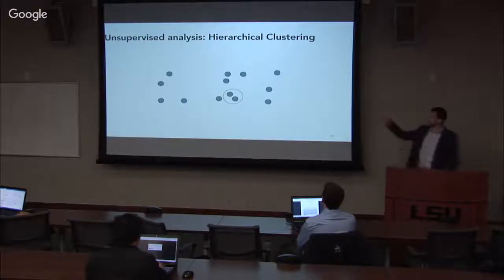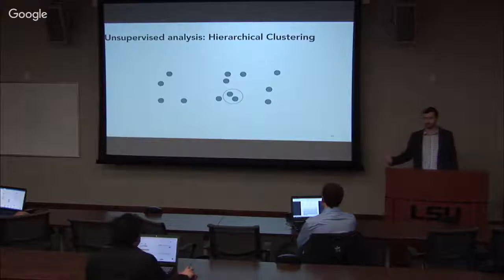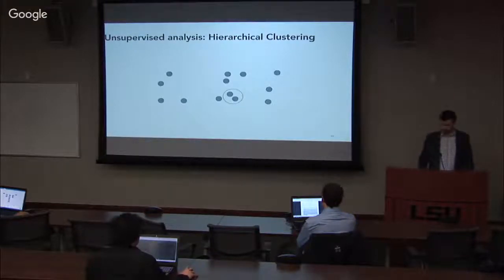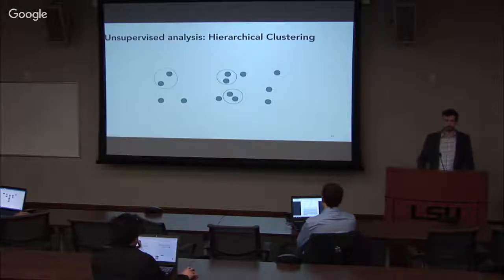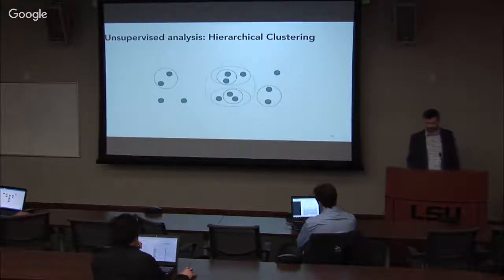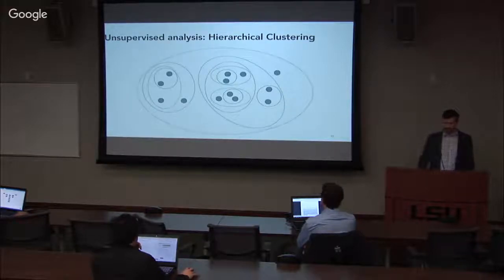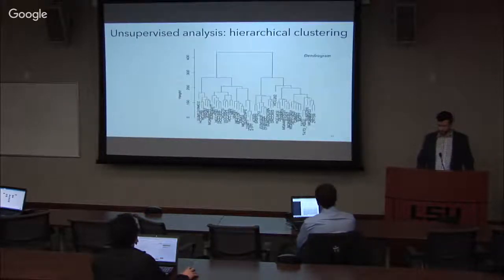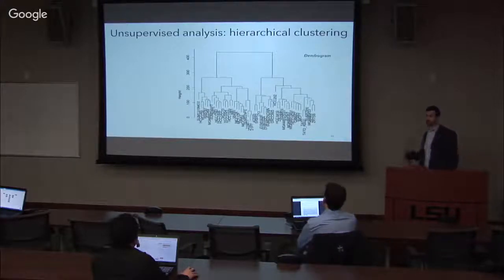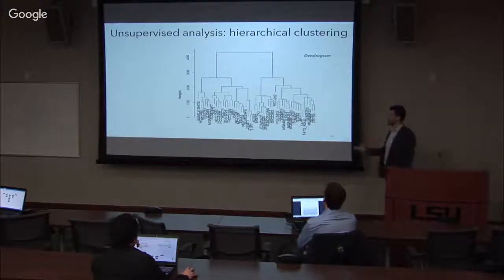So now this round circle around the two dots is considered to be a single point in the space. And then it identifies the next two closest points, and then more closest points, and it starts linking all of these points together until we get to a single cluster like this. And the result is all of this information is kept. So as a result, we can build a dendrogram of all of our samples.